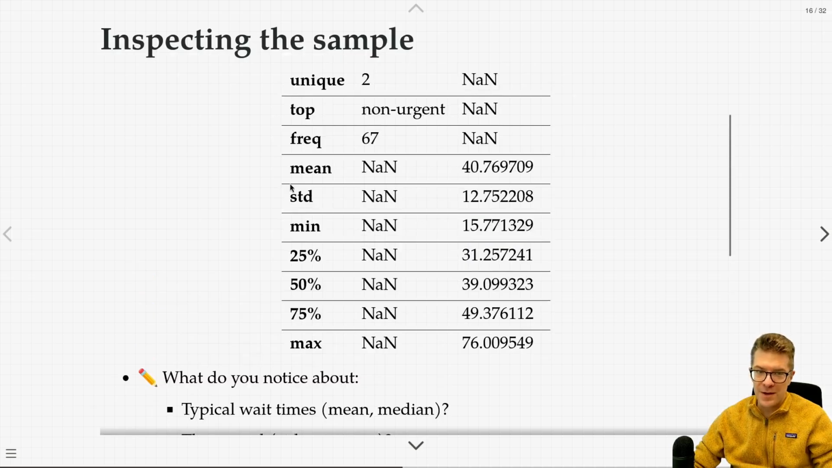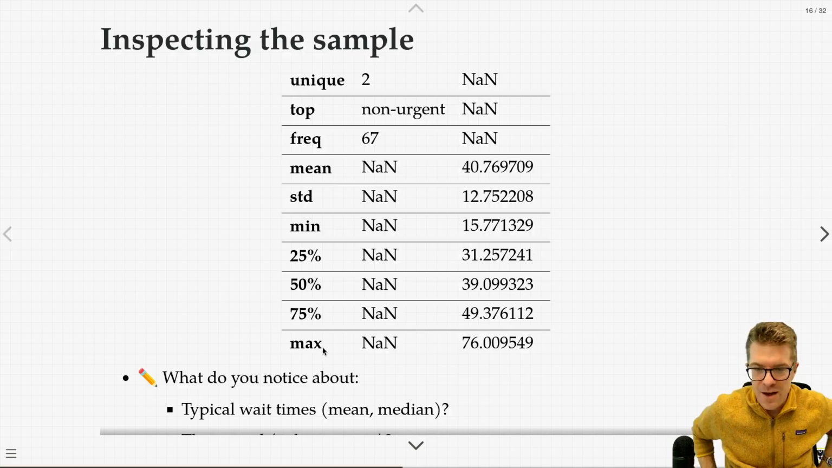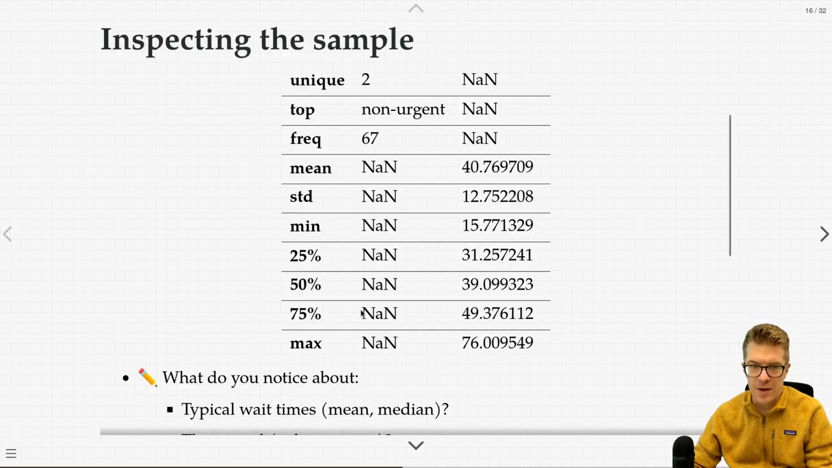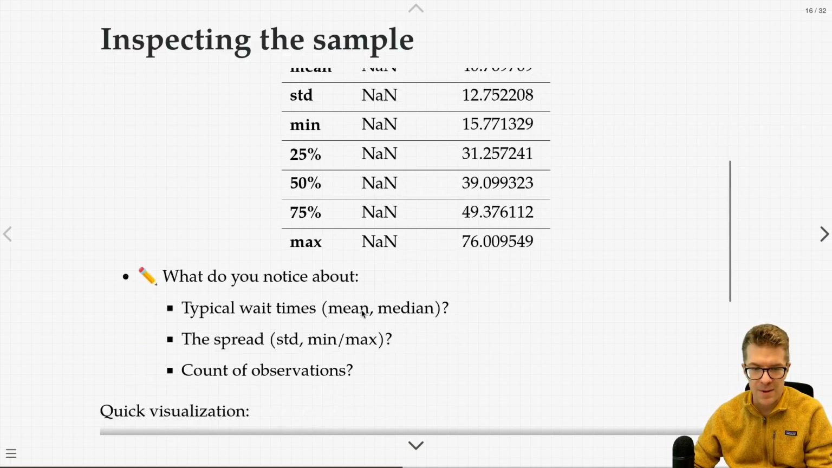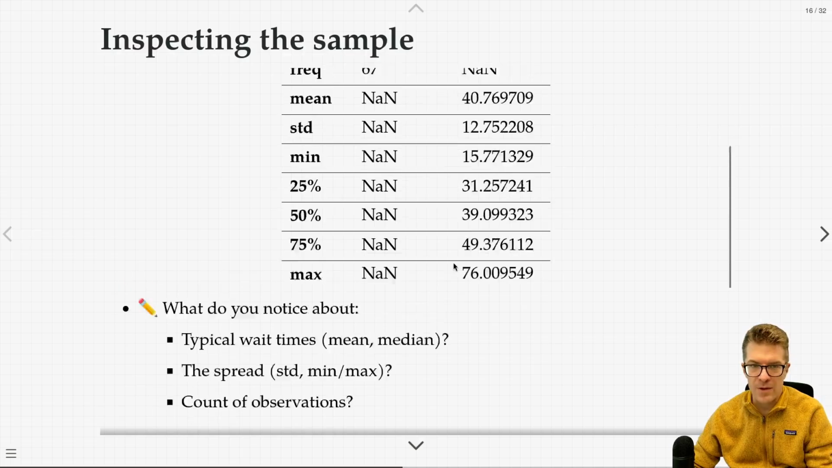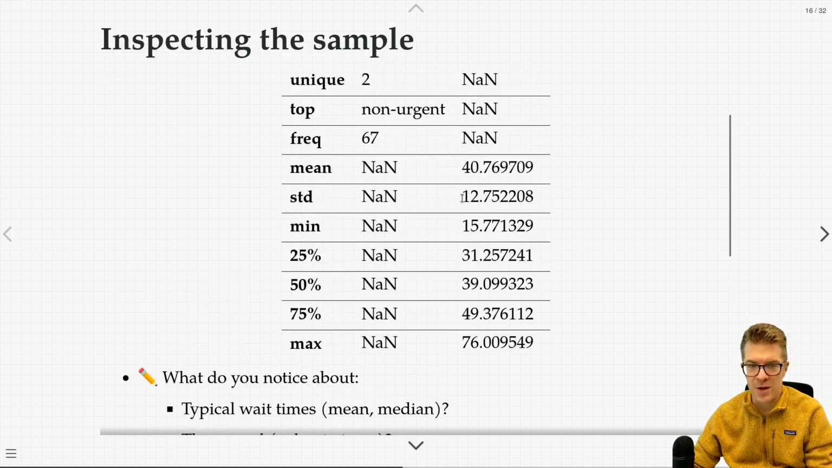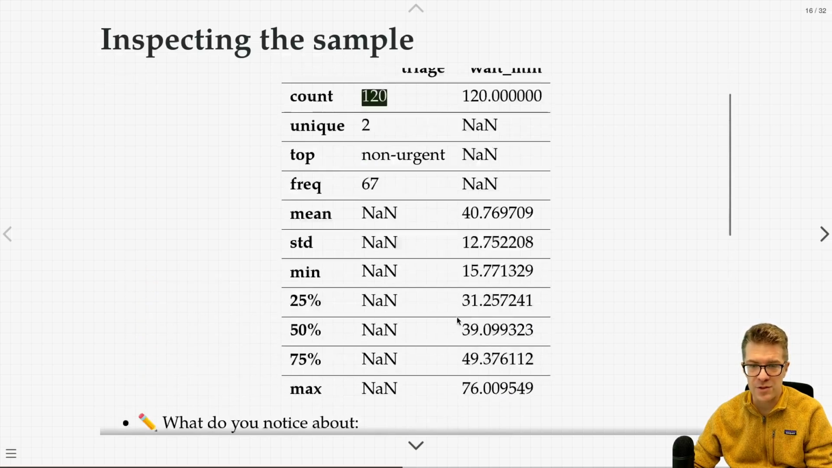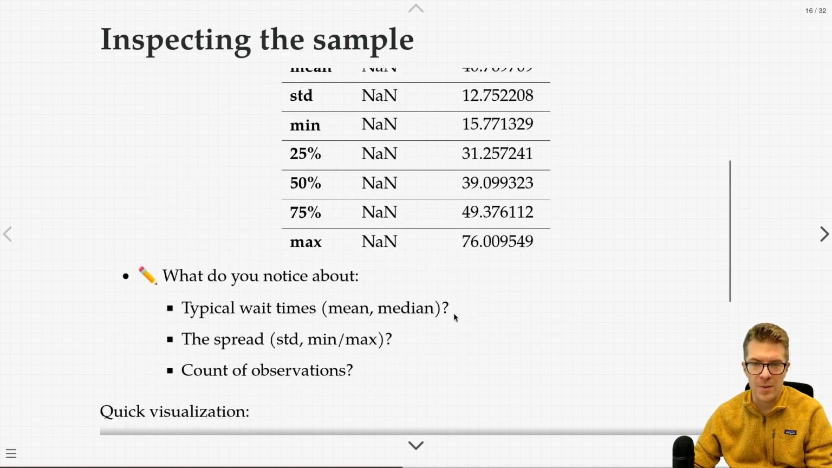You should be able to find the median in this table down here. If you're having difficulty remembering which of these statistics is the median, I'd recommend going back to the discussion on statistics. But you can compare mean and median and think about it a little bit. Think about the spread. So the spread here is described both in terms of the standard deviation and to a large extent between the minimums and maximums. Think about the count of observations. What do all these tell you about these computed statistics, just at a high level?